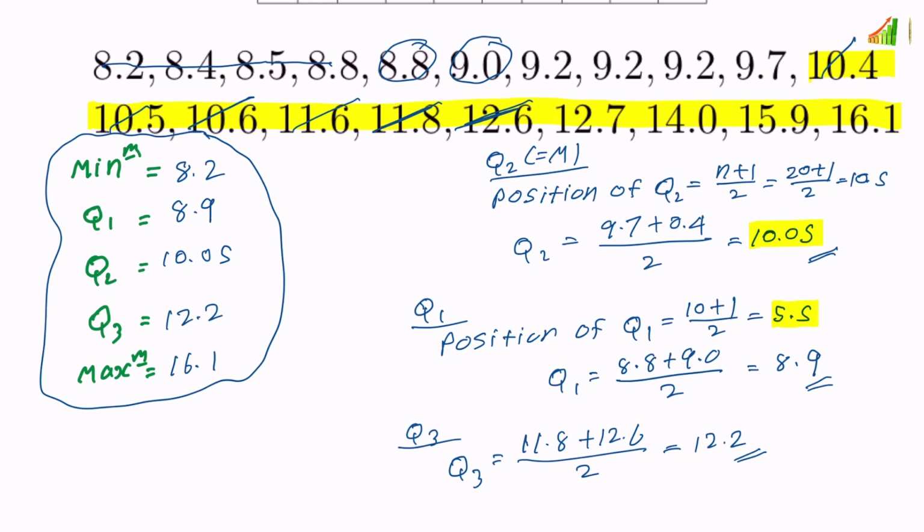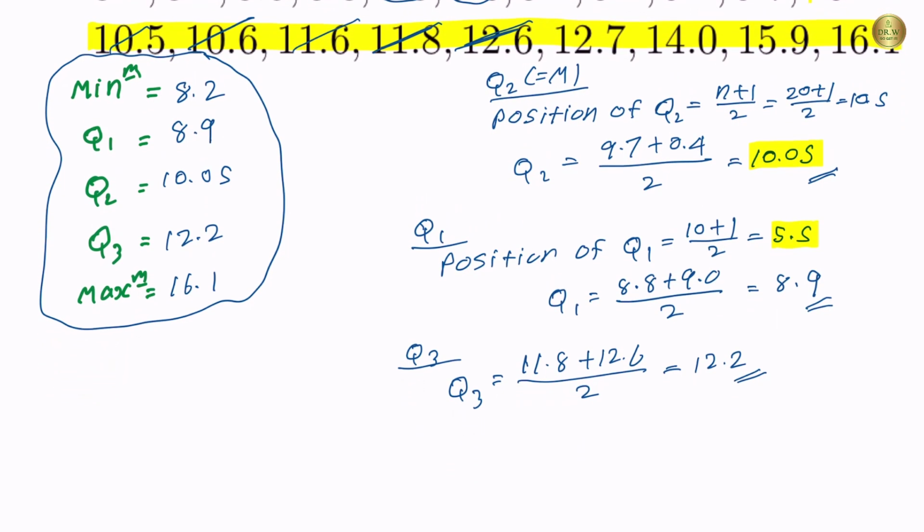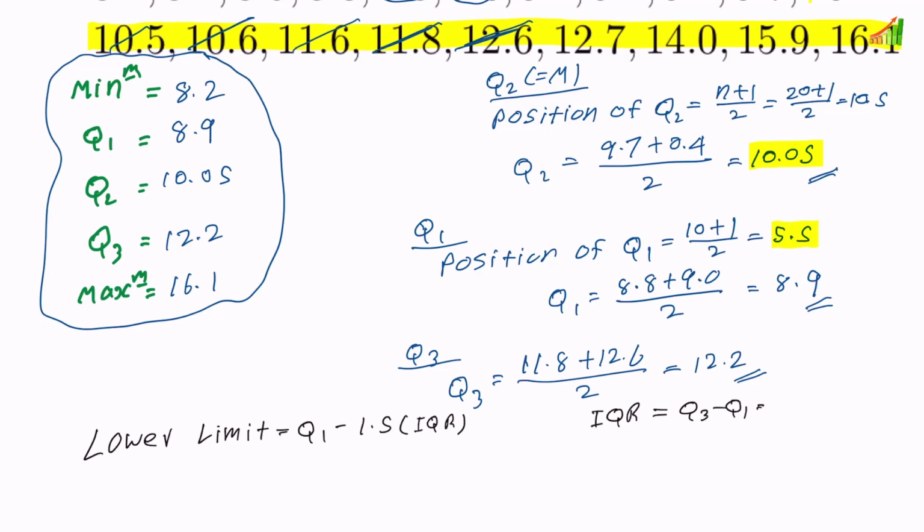Let me find the outliers. Before we find the outliers, we need to find the lower limit and upper limit of the outliers. It means boundaries. How do we find the boundaries? Lower limit equals Q1 minus 1.5 IQR. Then we need to find the IQR. What is the IQR? IQR is Q3 minus Q1. Q3 is 12.2. Q1 is 8.9. This is 3.3. Now Q1 is 8.9 minus 1.5 times the IQR, 3.3. Once you simplify, you will get 3.95.